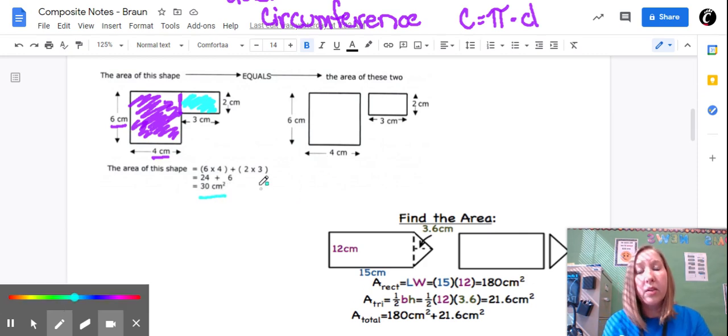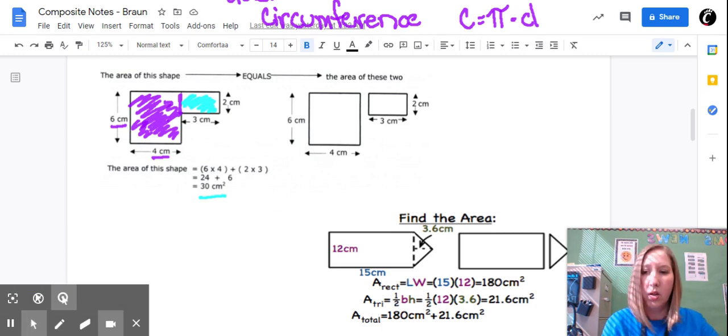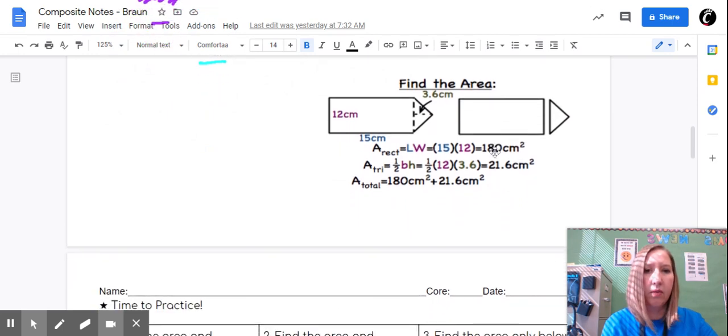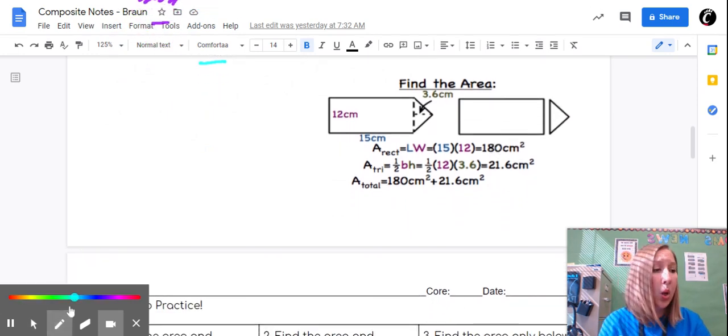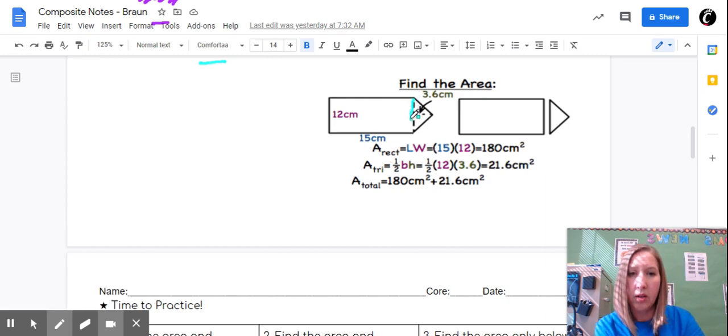All right, so it doesn't always have to be rectangles. So let's look at this other example right down here. We have find the area. And this time, if we look at our shapes, we're really looking at a rectangle. So we're going to cut the shape right here, and we have our rectangle and our triangle. So the first thing we're going to do is find the area of the rectangle, and that's listed right here.